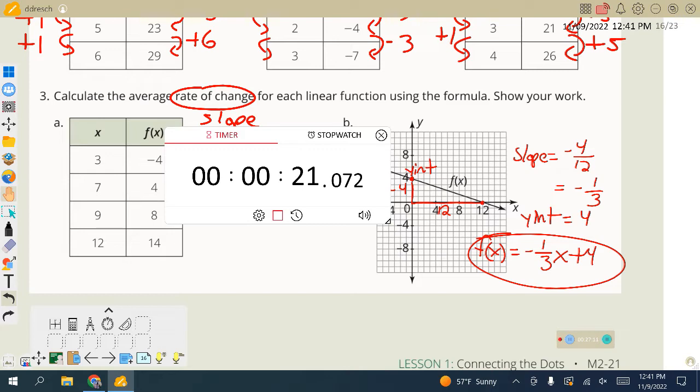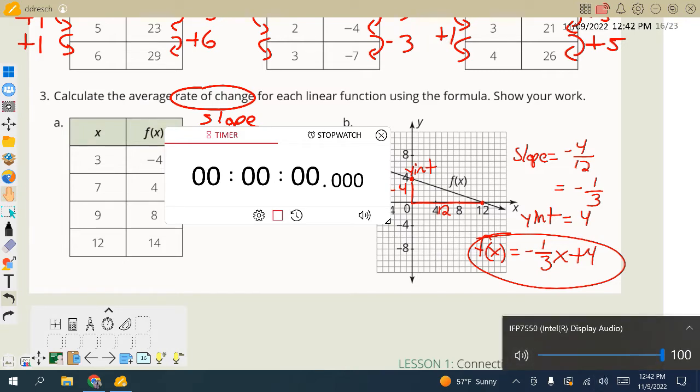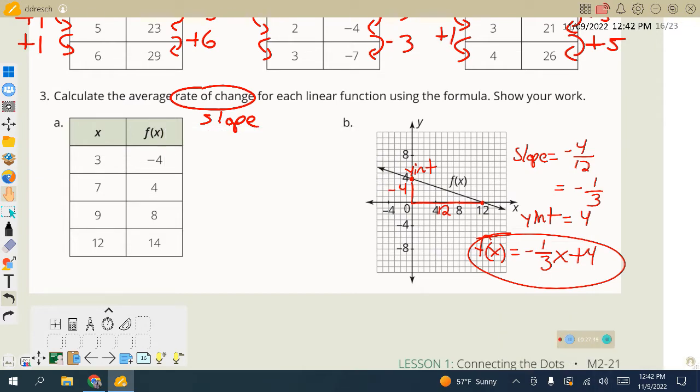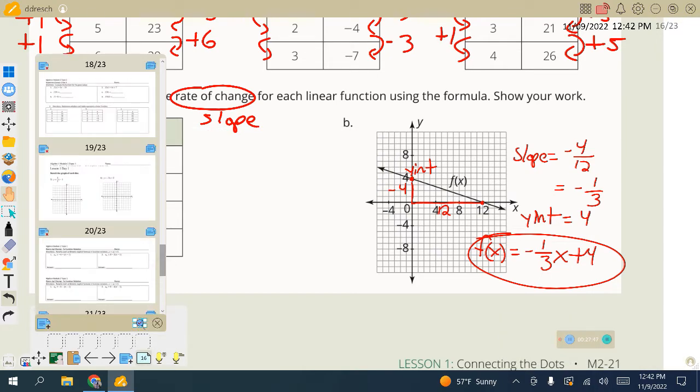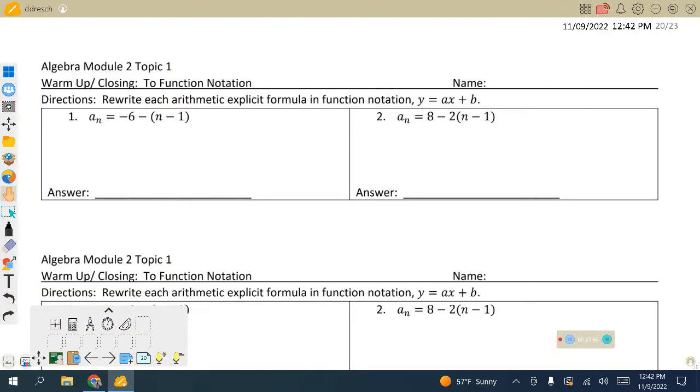Some of them are different. See if they pay attention. All right. So let's check your work here. There you go. Make sure you realize maybe. All right. So let's take a look here. Can you put it into function form?